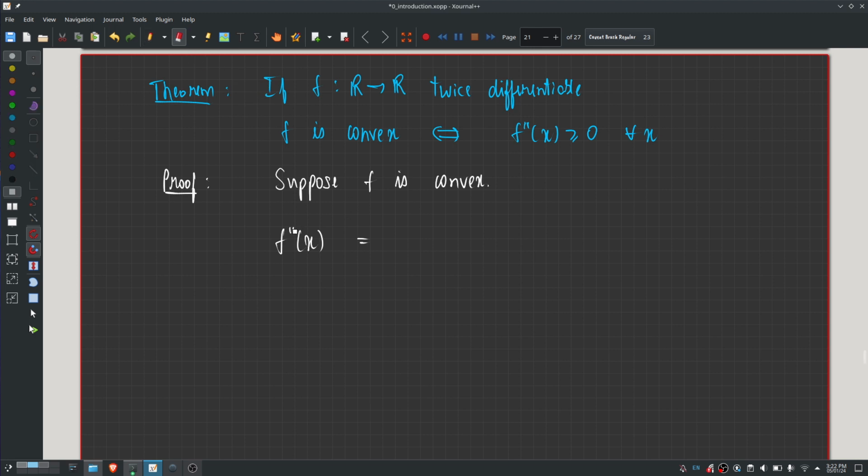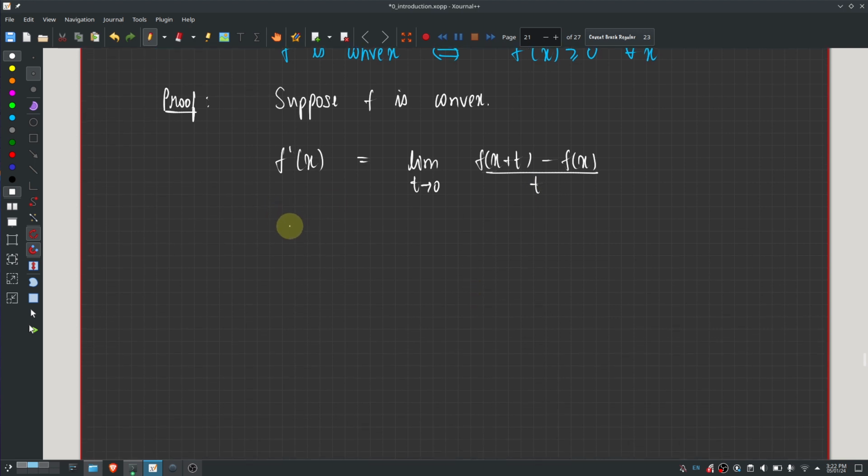Okay, what is the first derivative equal to? So limit as, let's say, t tends to 0 of f of x plus t minus f of x divided by t, right? Similarly, what about the second derivative of x?